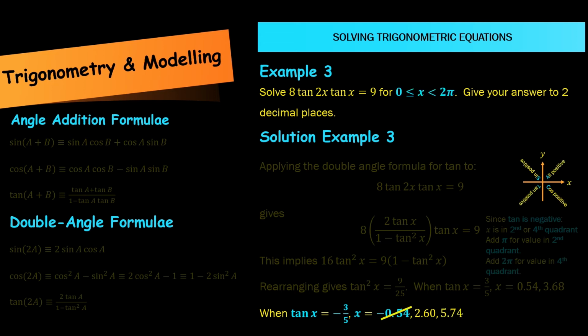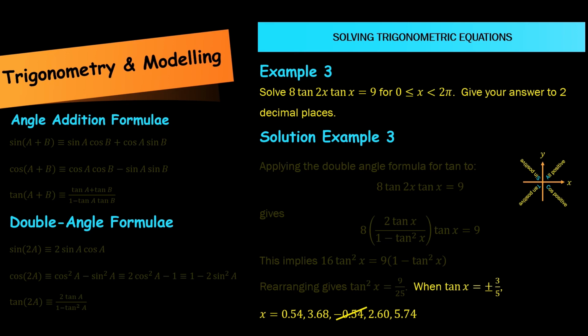Now, since x is greater than or equal to 0 and less than 2 pi, we cannot have x equal to minus 0.54. And therefore, the values of x are 0.54, 3.68, 2.60, and 5.74.